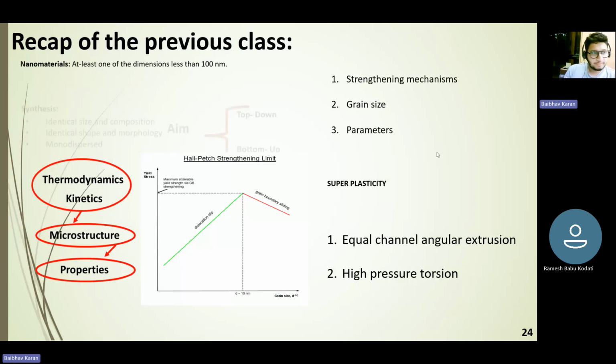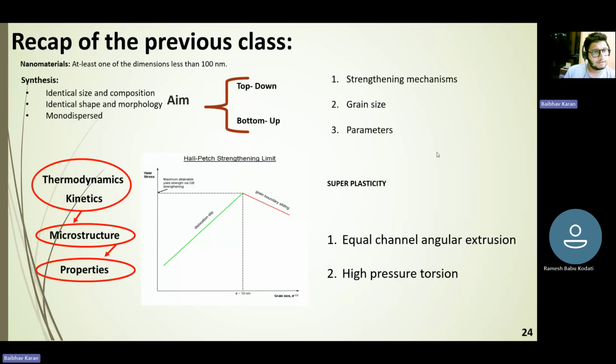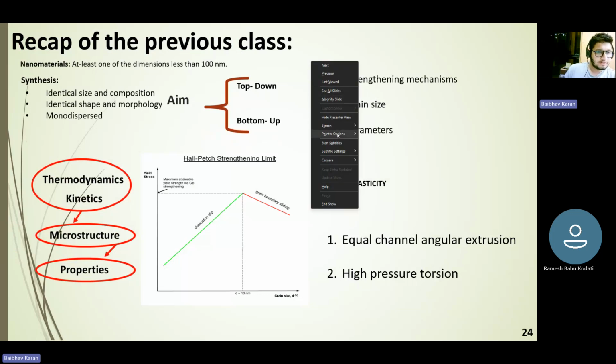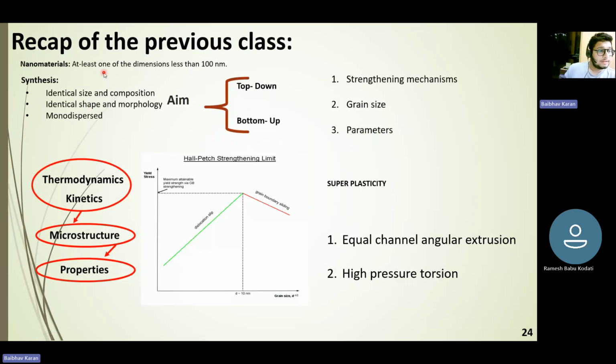Just a recap of the previous session, what we learned. Our session started with the definition of nanomaterials: what material we consider as nanomaterials, what is the proper definition, and what class of materials can we consider as nanomaterials. In nanomaterials, at least one of the dimensions is less than 100 nanometers. That is the only thing required to consider it a nanomaterial.